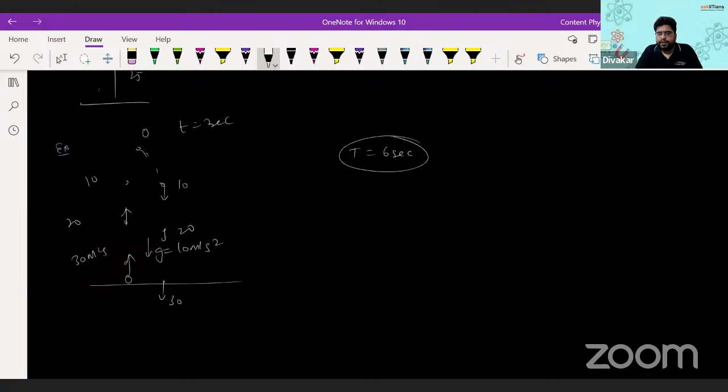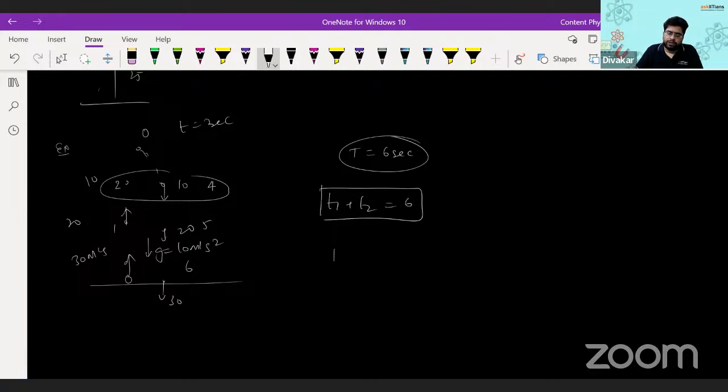Not only this, you can predict some more things. For example, after 1 second, the particle was here. After 2 seconds, 3 seconds, 4 seconds, 5 seconds, and 6 seconds. If you take any horizontal level and add their times, so for example, 2 plus 4, 1 plus 5, or 0 plus 6, in all the cases, it's coming out as 6. So T1 plus T2, that means the times at which the ball was at the same horizontal level, if you add them, you always get the time of flight of the ball.